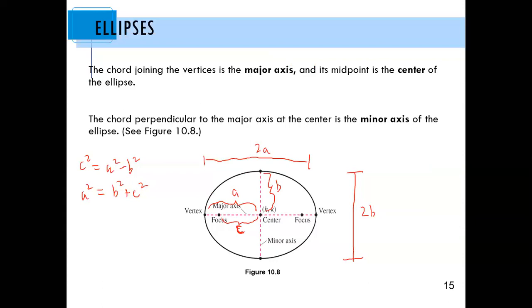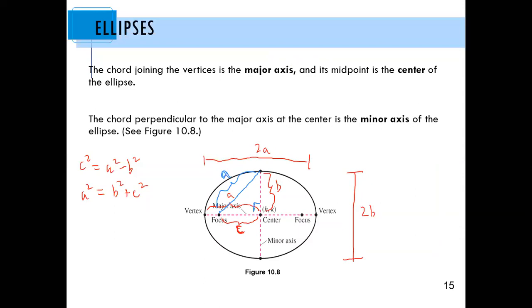If I join the focus up to, oops, oh my goodness, what did I just do? Unbelievable. Let me redraw that. So that was supposed to be A right there. Let me draw this in blue. If I go from this focus up to this point, I have a right triangle right here. Do you see that? And actually, my claim is that this distance right here is also A. Does that make sense? That distance right there is also A.